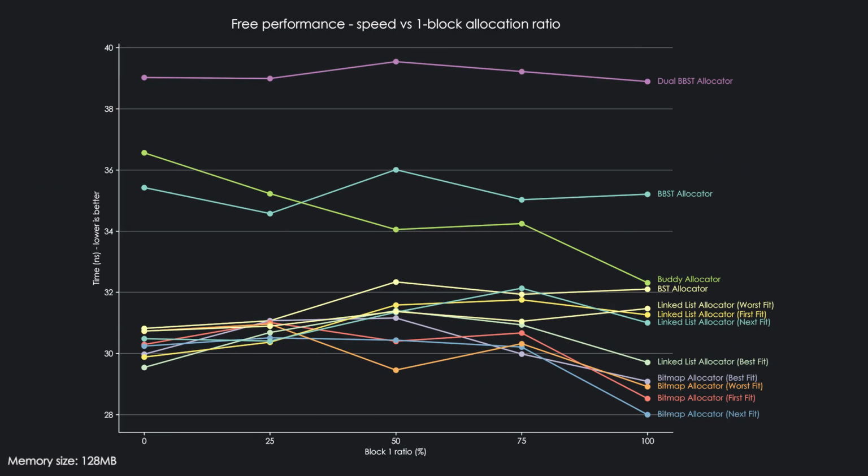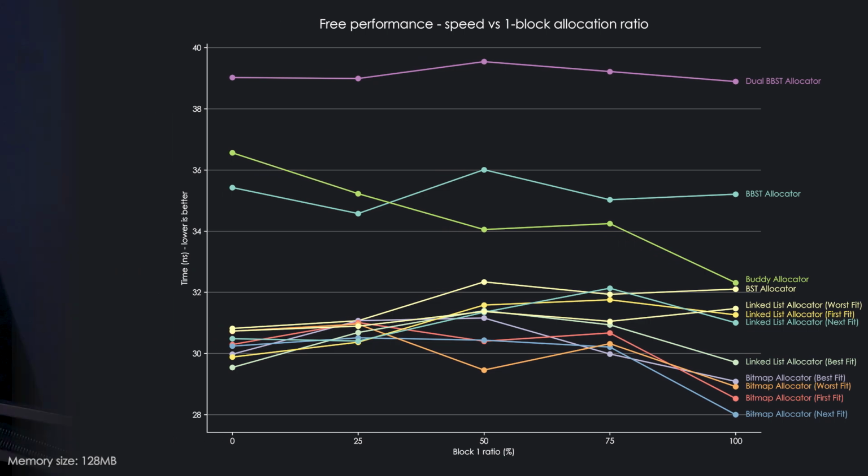Let's also take a look at the free operation. Here we can see a similar trend, although much less pronounced. The bitmap allocators tend to be faster when we have a lot of smaller regions, while the linked lists tend to stay the same or be slightly worse.